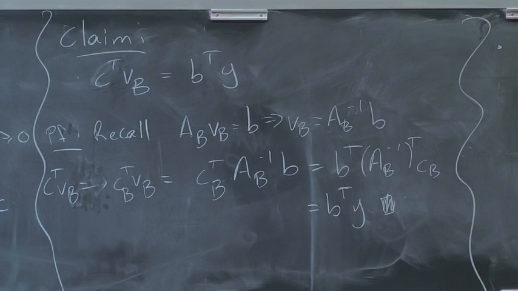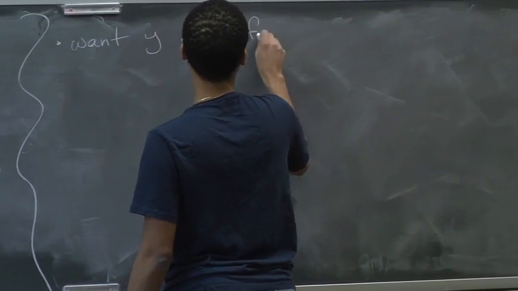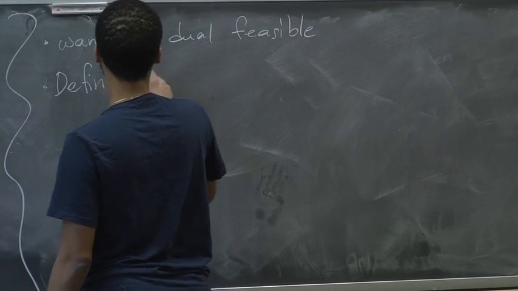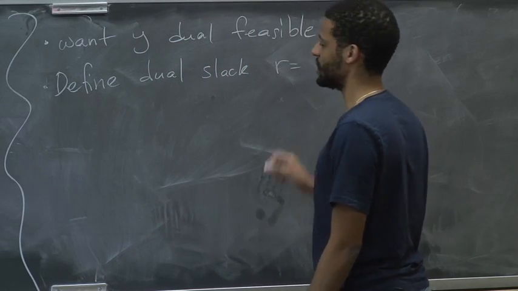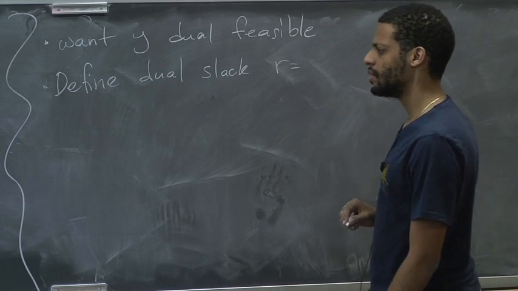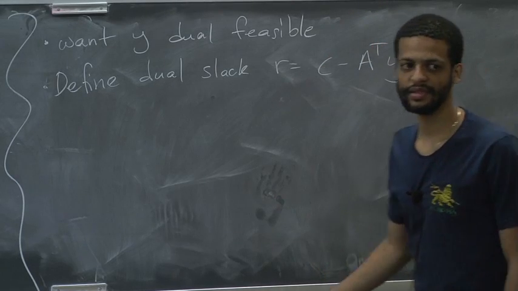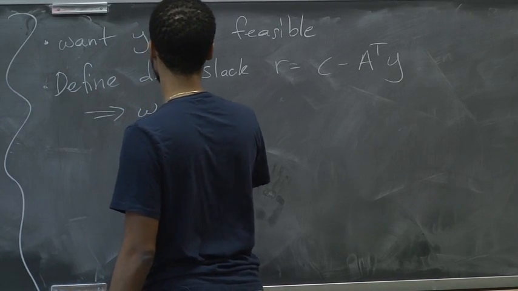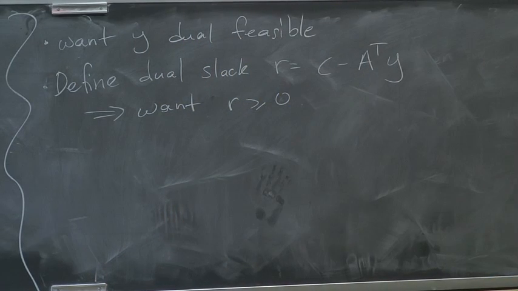So what does it mean to be feasible? We want Y to be dual feasible. So define the dual slack vector, which is R equals C minus A transpose Y. Right? I just subtracted A transpose Y from both sides. And so we want R to be non-negative.